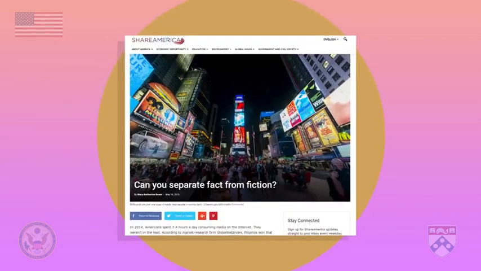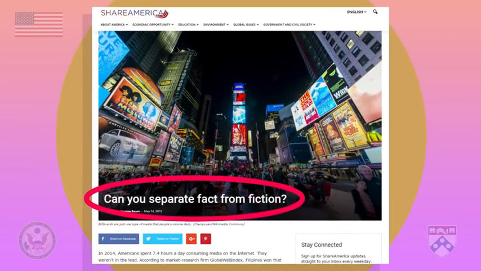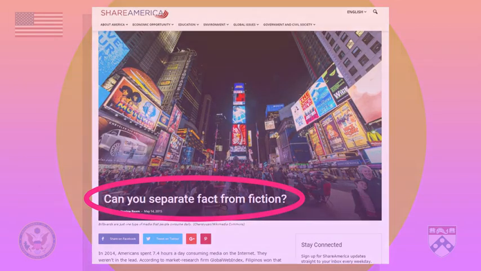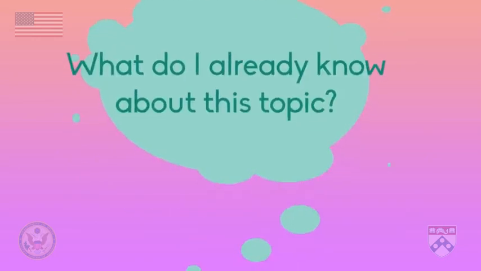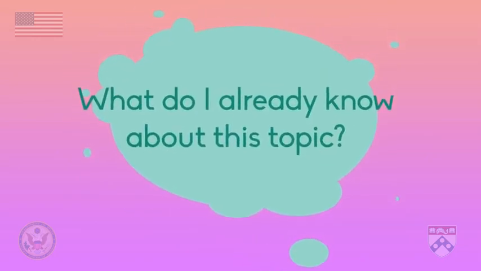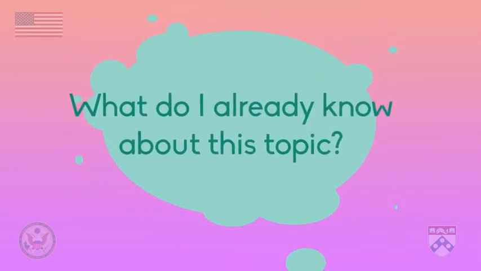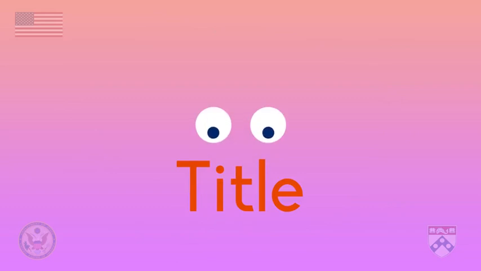In this article, the title is, "Can you separate fact from fiction?" We need to ask ourselves a very important question. What do I already know about this topic? Perhaps we can't make a guess, and that's okay. Or perhaps we think about the differences between facts and opinions. In any case, by looking and thinking about the title, we're learning about the article and preparing to understand it better.